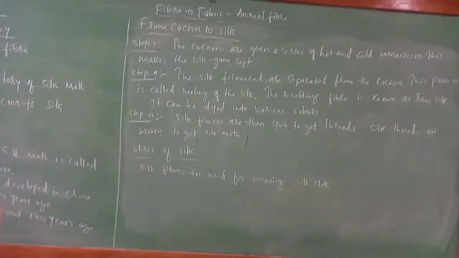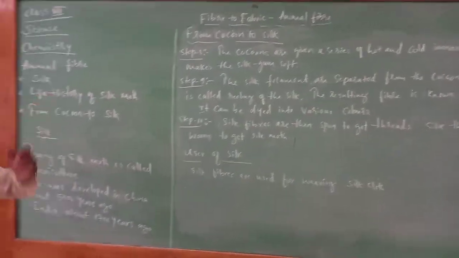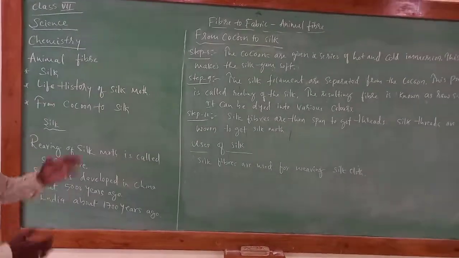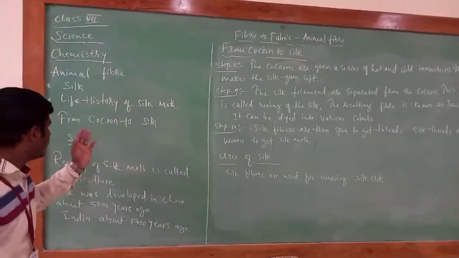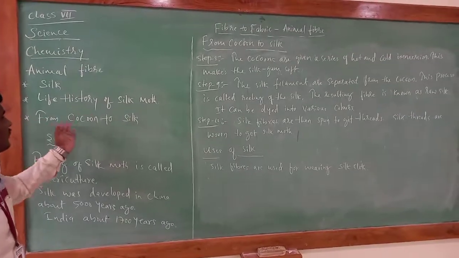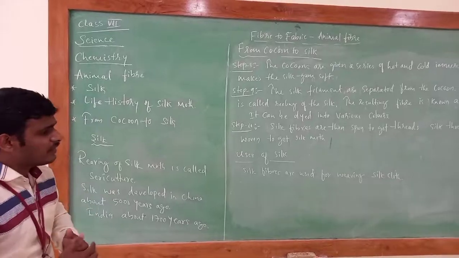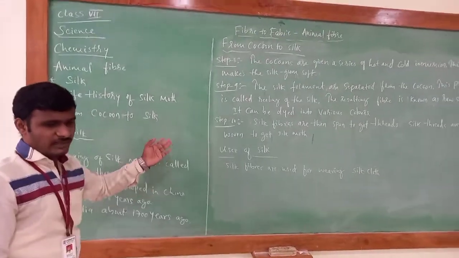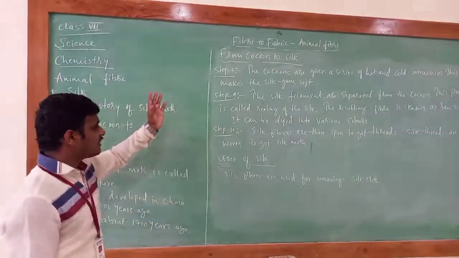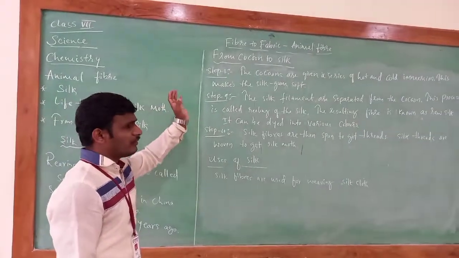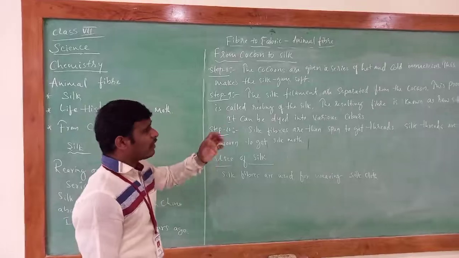So in this class we learned about animal fiber. In animal fiber we discussed the silk, the life history of the silk moth, and how we get the silk from the cocoon of the silk moth. Then the origin of silk also we discussed, where it originated. So these are the 10 steps from which we extract the silk from the cocoon.